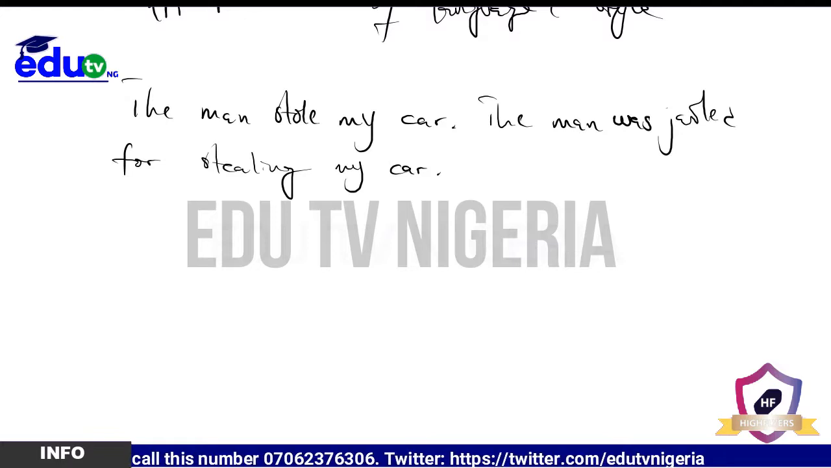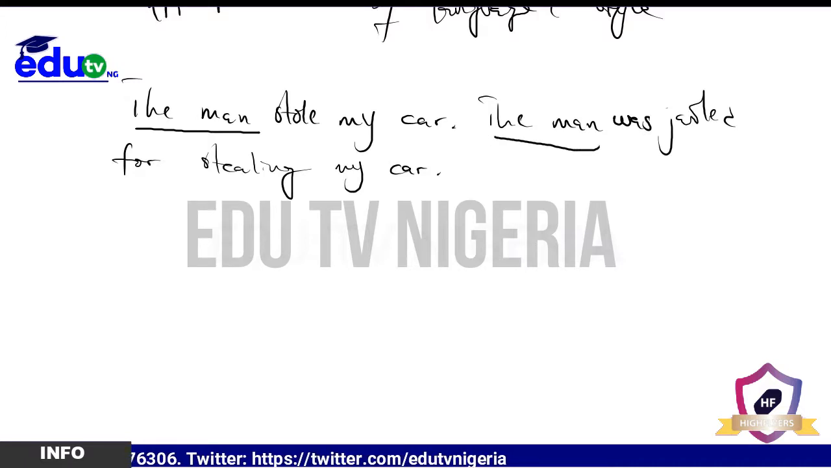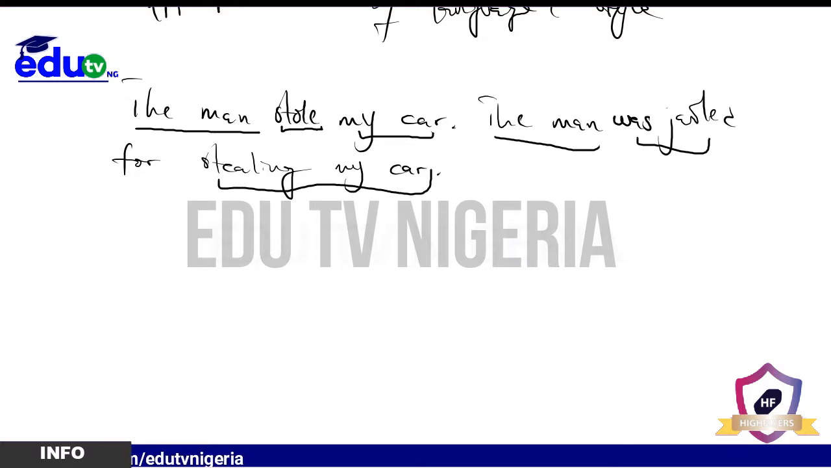Now, the man stole my car. The man was jailed for stealing my car. The man here is a noun phrase. Don't forget, this is no longer primary school where we're just using pure names. And the man here is also another noun phrase. Stole my car. Stole is an action verb. My car is another noun phrase, which is the object, I mean, the object that was stolen in the whole of the passage. Then the man here was jailed for something. And what did they do? For the whole process of stealing my car, the whole of this sentence.